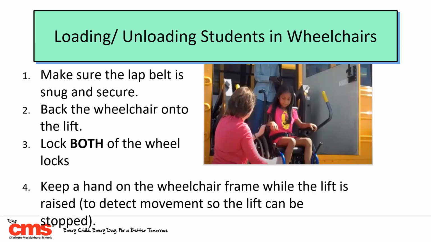A few reminders when you are loading and unloading wheelchairs. Make sure the lap belt is snug and secure. Back the wheelchair onto the lift. Lock both of the wheel locks. Keep a hand on the wheelchair frame while the lift is raised to detect movement so the lift can be stopped if needed.